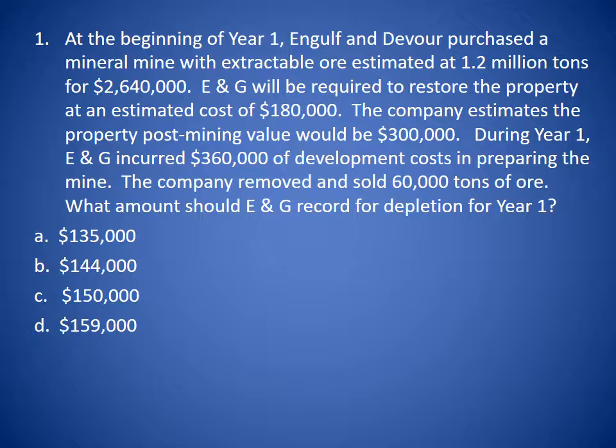During year one, E&D incurred $360,000 of development cost in preparing the mine for its normal extraction processes. The company removed and sold 60,000 tons of ore in year one. So what amount should E&D record for depletion during year one? Again, go ahead and do your calculations.